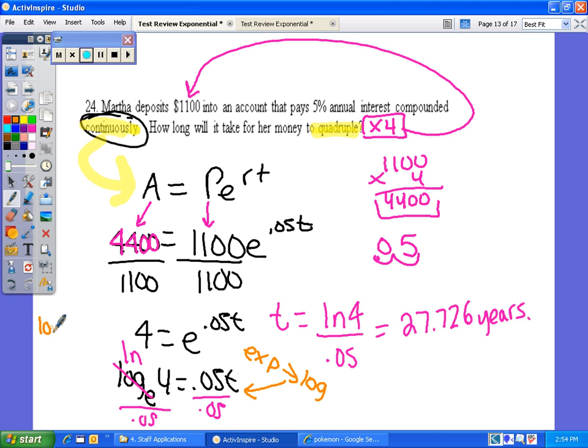Once you write your log E, you can change it to ln, which is what I did here. Because your calculator doesn't have log base E, it has ln. So I changed log base E to ln 4, divide both sides by 0.05, and that's how I get 27.726 years. Remember, I am a stickler for 3 decimal places. Don't make me take off points.